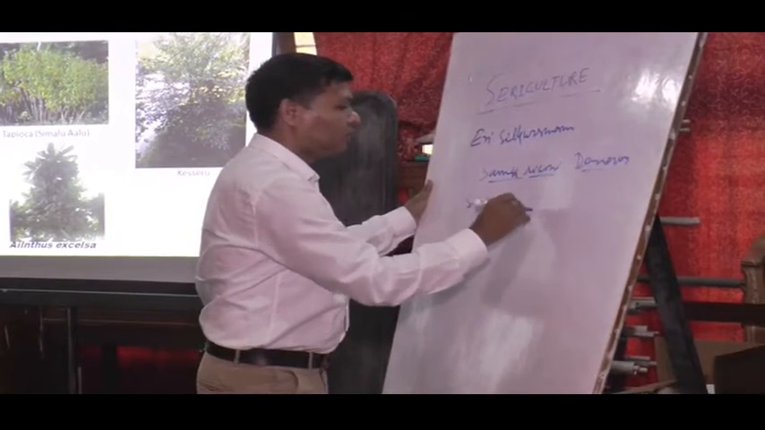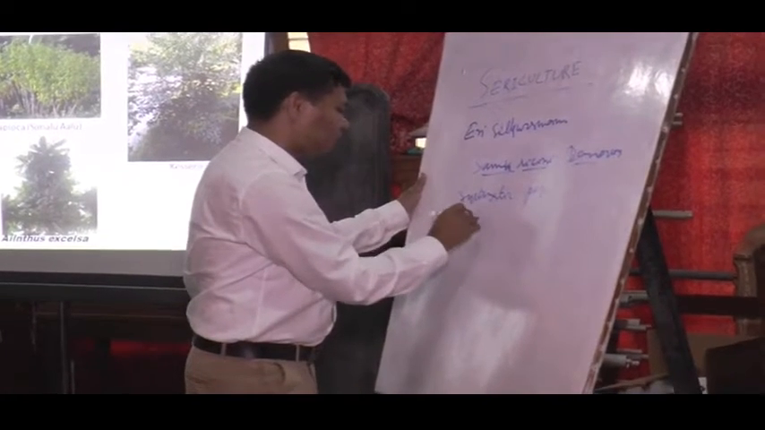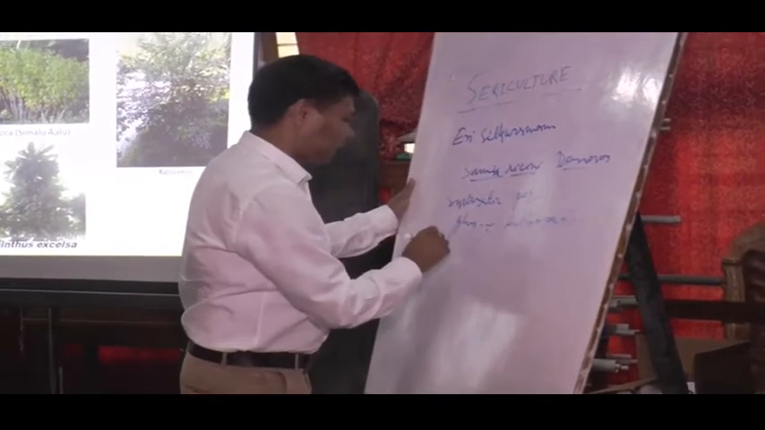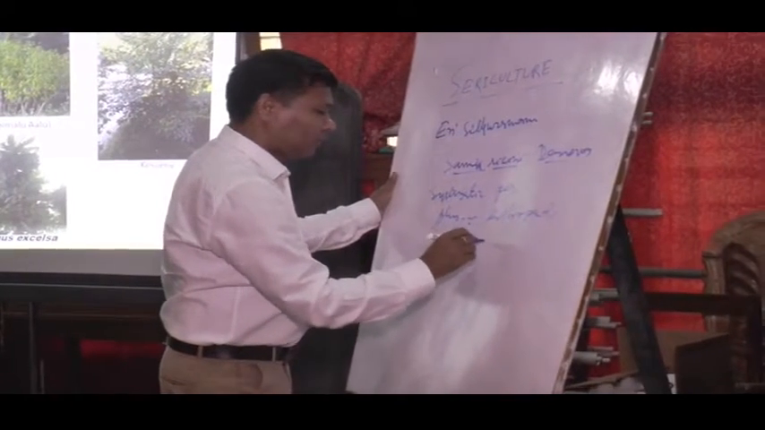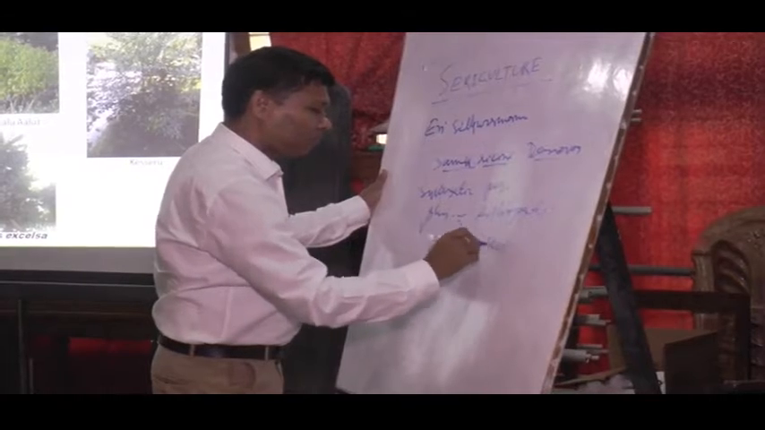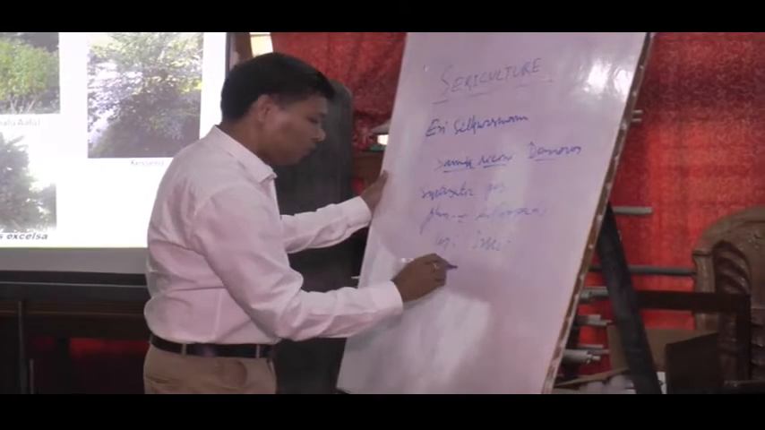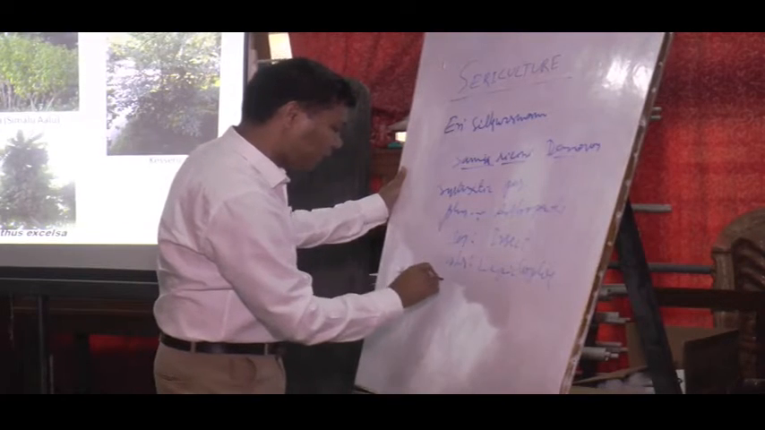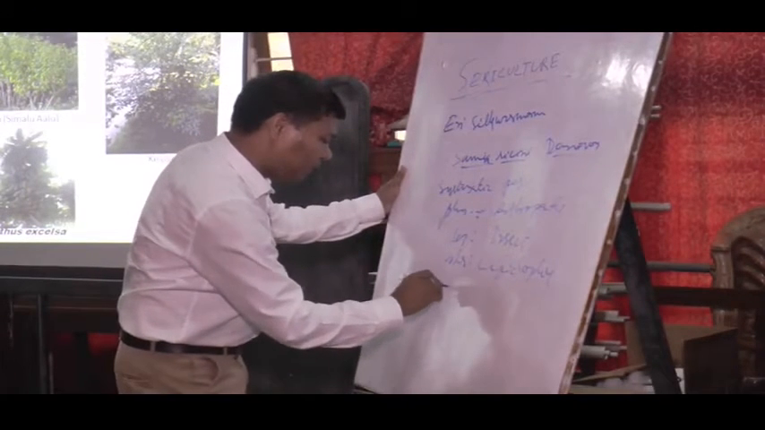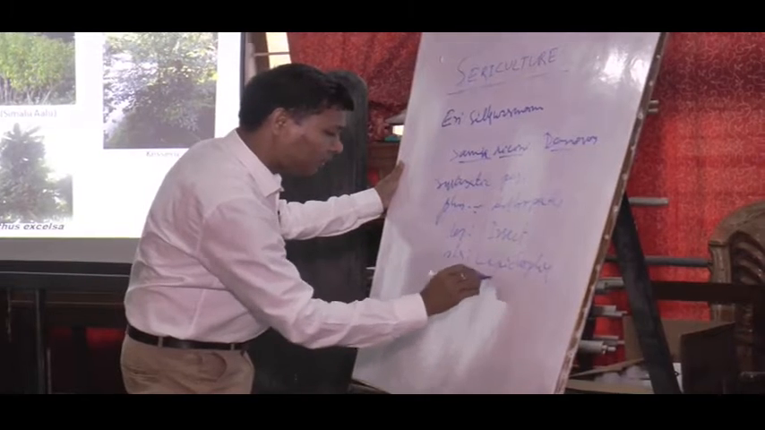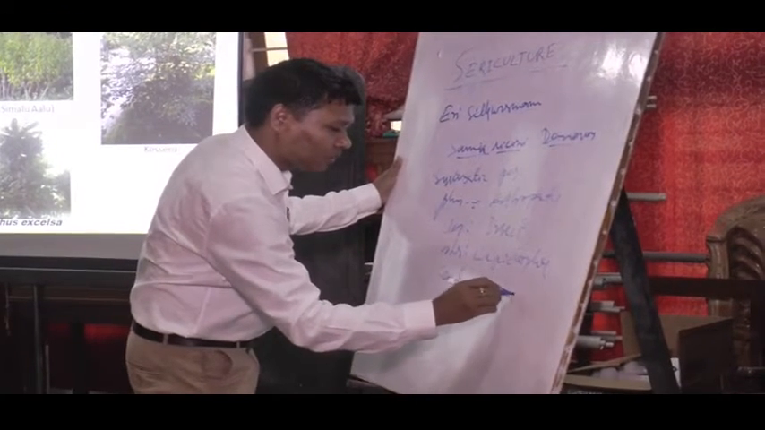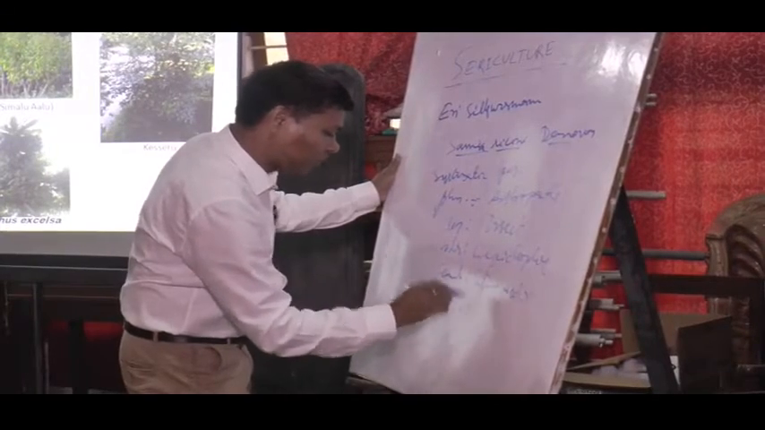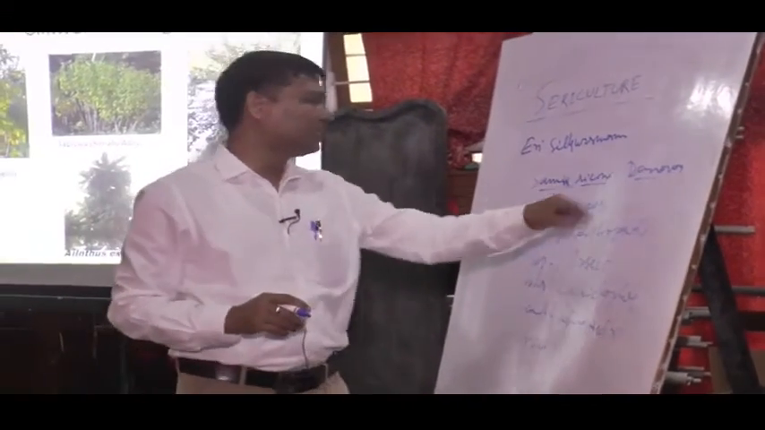Because you know all that, if we see their systematic position: phylum Arthropoda, then class Insecta, order Lepidoptera, then family Saturniidae, and the type which we are going to study, Samia ricini.